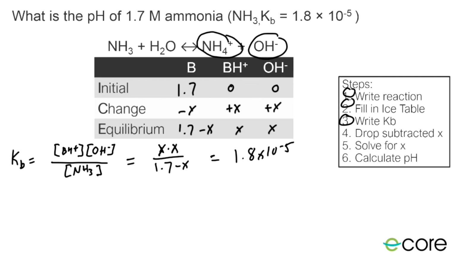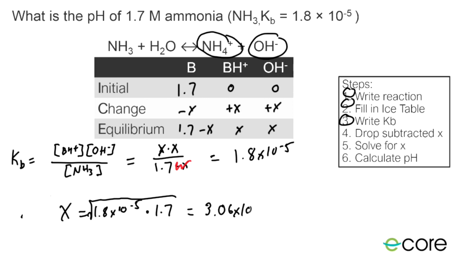Once again, I get to drop the x because my K is small. Any weak acid and base problem, I can do that. That's going to give me x squared over 1.7 equals 1.8 times 10 to the minus 5. By multiplying both sides by 1.7, I get rid of that 1.7 on the left-hand side. Then I take the square root to solve for x. So that just leaves me with x equals that square root. When I plug that into a calculator, I'll do 1.8 times 10 to the minus 5 times 1.7. Take the square root. I will get 3.06 times 10 to the minus 5.